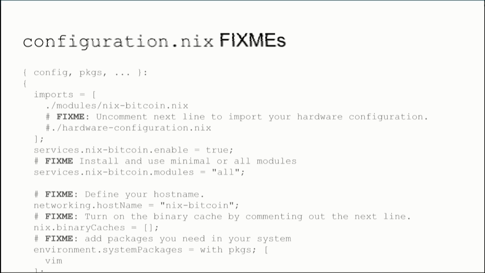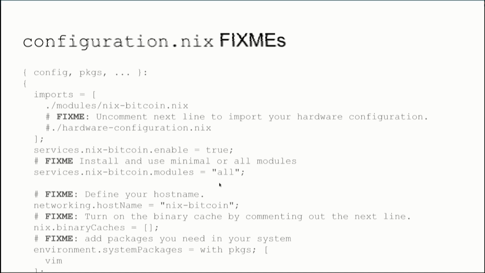We don't have a fancy wizard. You have to change text files. So you look into these fixmes and you basically follow the instructions. For example, you need to include your personal hardware configuration if you're not deploying on VirtualBox. You want to enable Nix Bitcoin. You want to set a profile. So right now there's the minimal profile and the all profile. The minimal profile only installs Bitcoin-D and C Lightning, while C Lightning is not listening. It's only for outbound connections, and all basically installs everything.